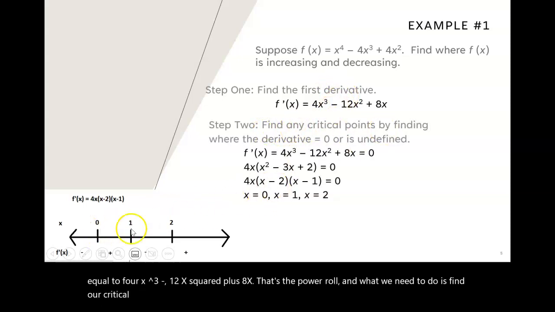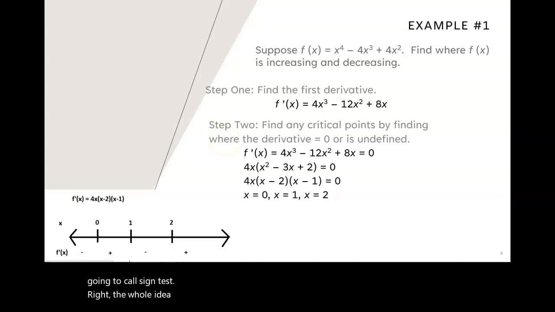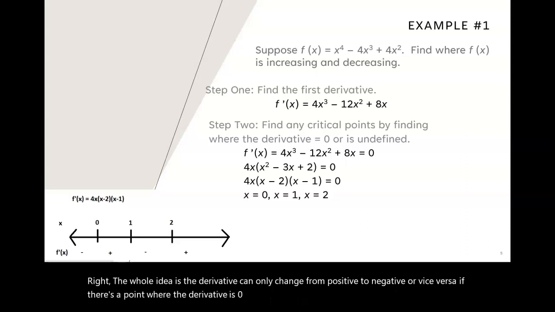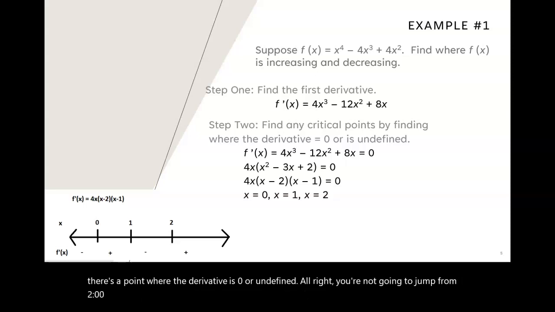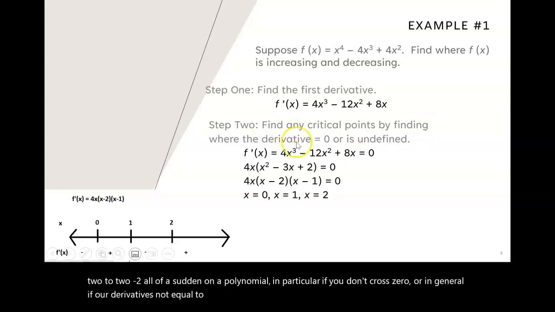Our critical points are going to be put onto this thing that we're going to call a sign test. The whole idea is the derivative can only change from positive to negative or vice versa if there's a point where the derivative is 0 or undefined. You're not going to jump from 2 to negative 2 all of a sudden on a polynomial, in particular, or in general, if you don't cross 0 or if our derivative is not undefined. So what we're going to do is take our derivative and set it equal to 0.